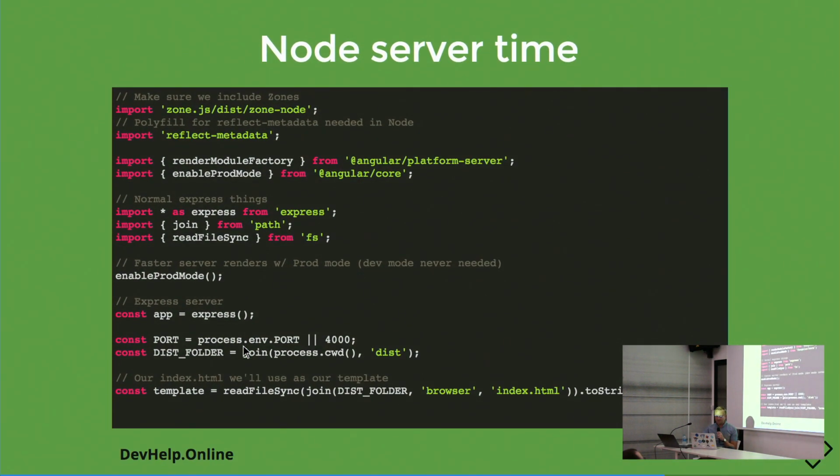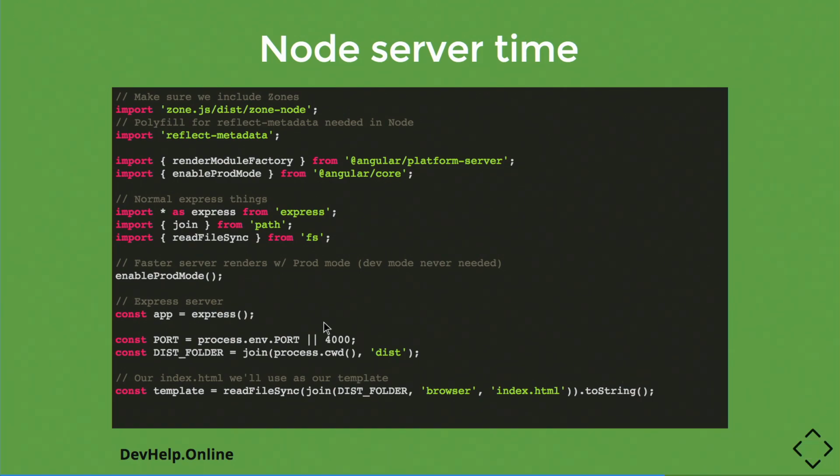All right, so here's basically the gist of it. We have a couple of polyfills. We need zone, of course, and reflect metadata. I forget the exact reason what it's for, but I think if you don't have it, you're going to get a couple of strange errors and you won't have any idea what they are. So just include that.